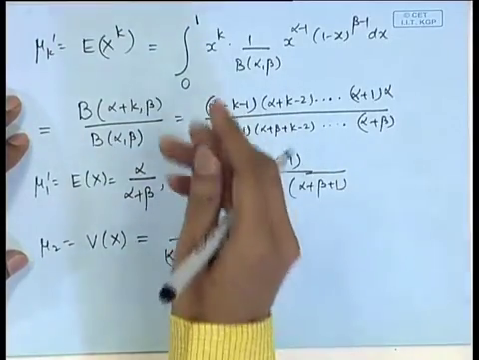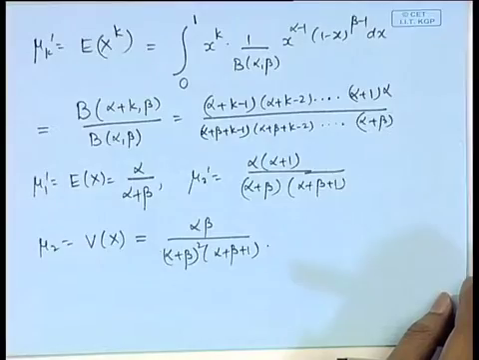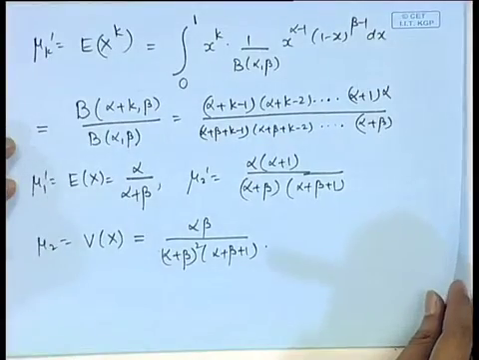Of course, the third and fourth moments will decide about the symmetry and the kurtosis of this distribution, and we have already exhibited that it will depend upon the values of alpha and beta.